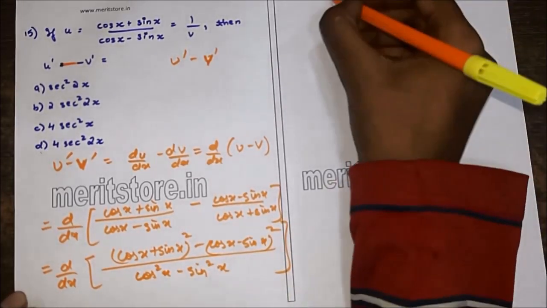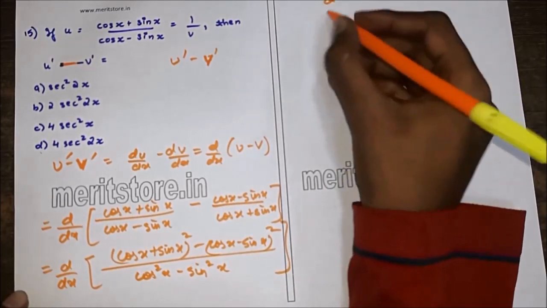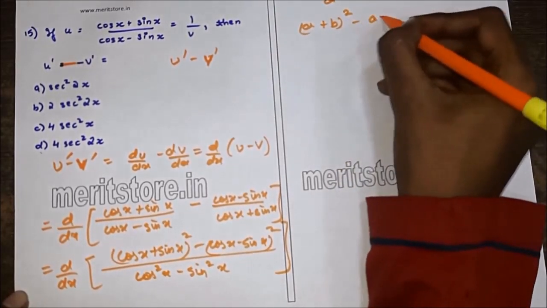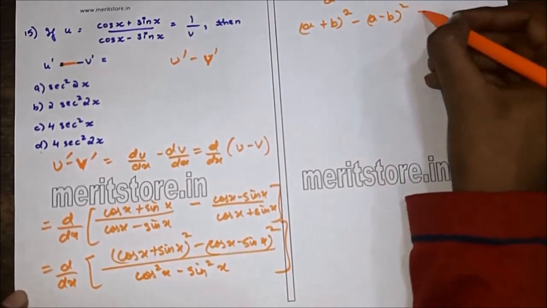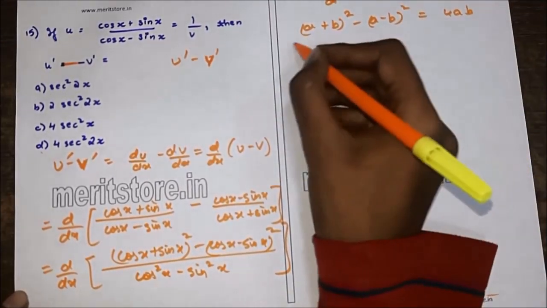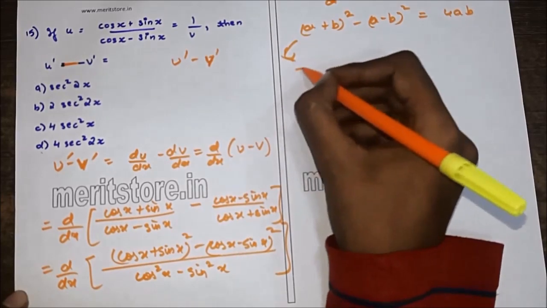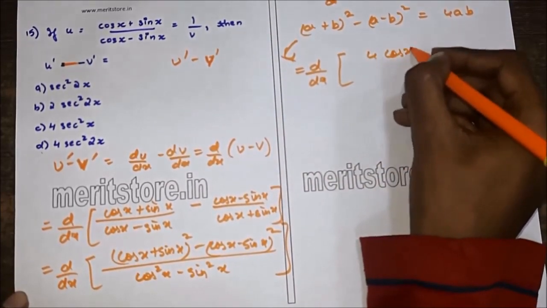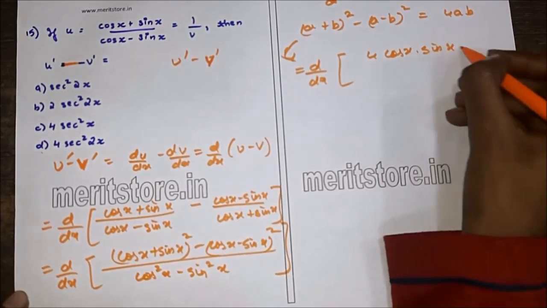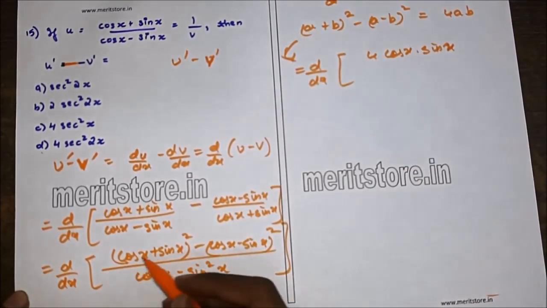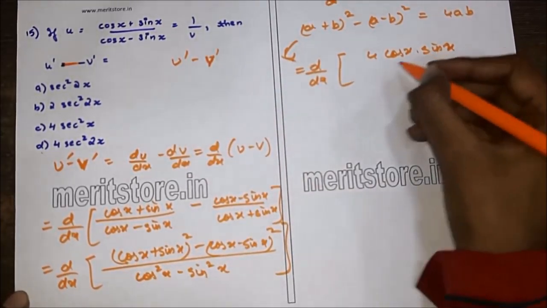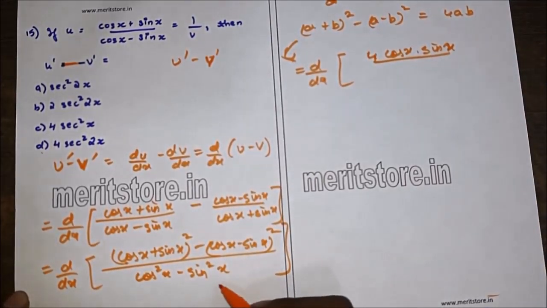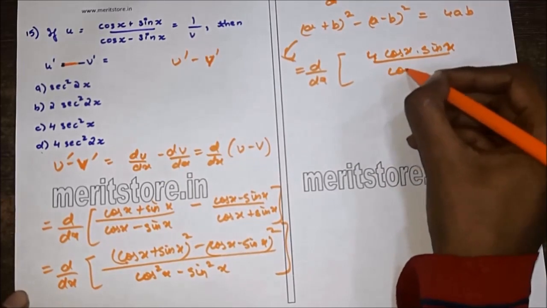So now a plus b the whole square minus a minus b the whole square gives 4ab. We use this property, so we get d by dx of 4 times cos x sin x, where a is cos x and b is sin x, upon cos square x minus sin square x, which is cos 2x.